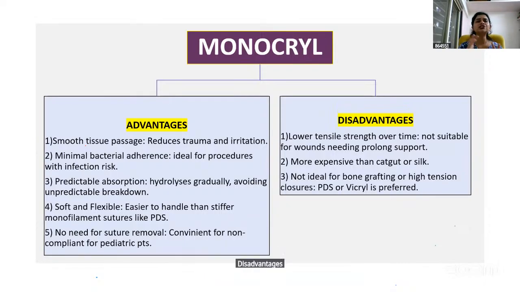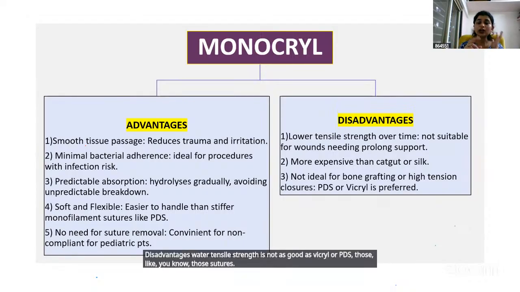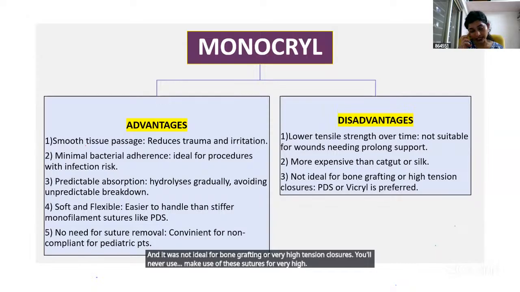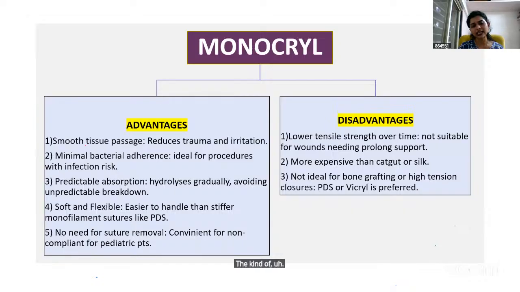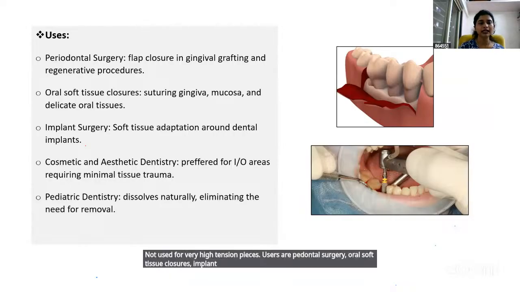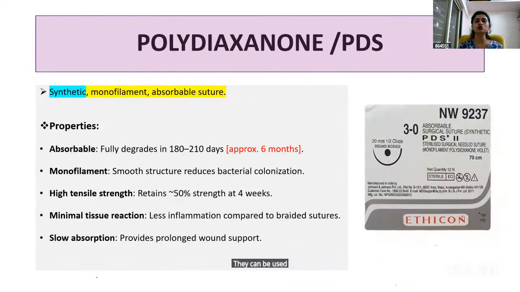Disadvantage is that the tensile strength is not as good as Vicryl or PDS, those sutures. And also it is a little more expensive than catgut and silk. Okay. And it is not ideal for bone grafting or very high tension closures. So you'll never make use of these sutures for very high tension areas, because the tensile strength that they have is not as much as Vicryl sutures. That is why it is not used for very high tension cases. Uses are periodontal surgery, oral soft tissue closures, okay, implant surgery, cosmetic and aesthetic dentistry, pediatric dentistry. They can be used.